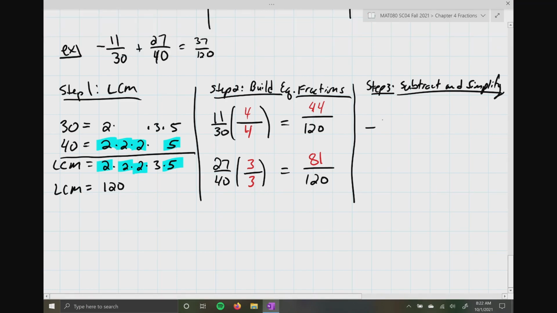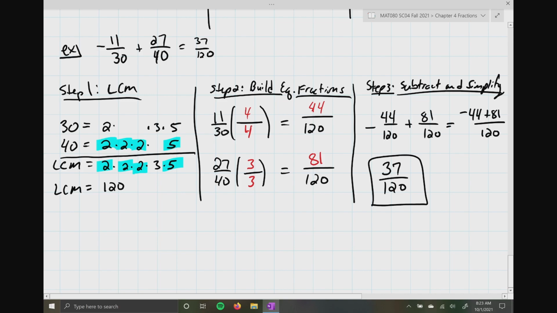So negative 44 over 120 plus 81 over 120 equals, and for this, I'm going to just write one big numerator and one denominator. So the hard part here is I need to combine negative 44 plus 81. The signs of the numbers are different, which means I subtract the smaller number from the larger number and then keep the sign of the larger number. So in this case, it's going to be 37 over 120. Now 37 is prime, so I don't have to worry about simplifying anything.